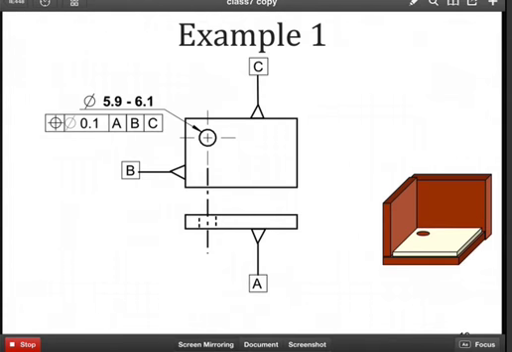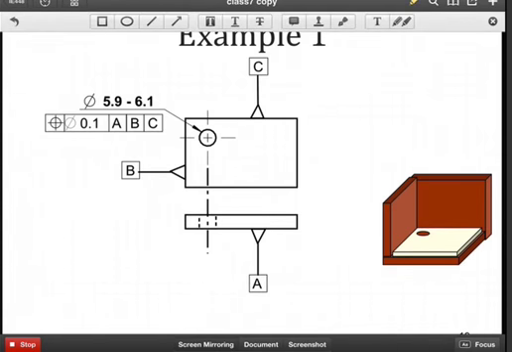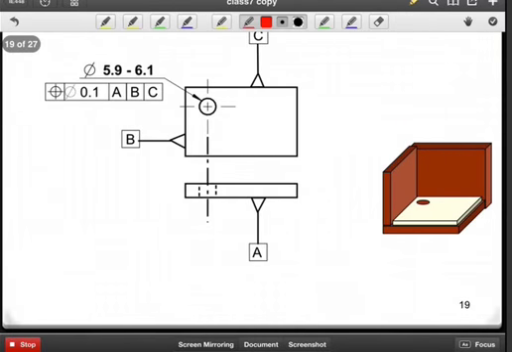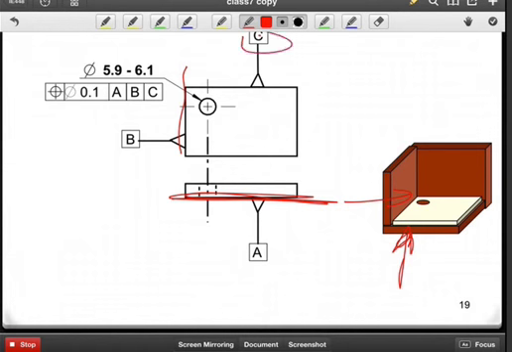We can use a surface plate here to establish A first, and that's indicated by this plate here. And then B, we bring in a surface plate perpendicular to A. And then C, we're going to bring in another surface plate, and that's going to be perpendicular to both of those. And you can see here our part that we've created is now established within that datum reference frame.